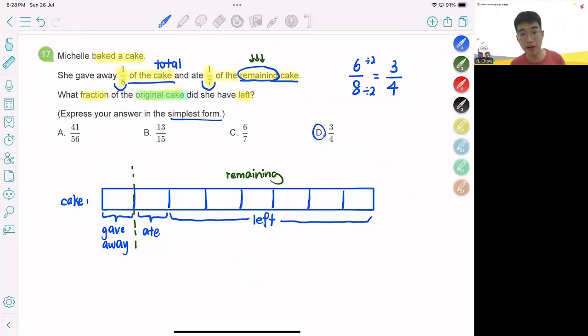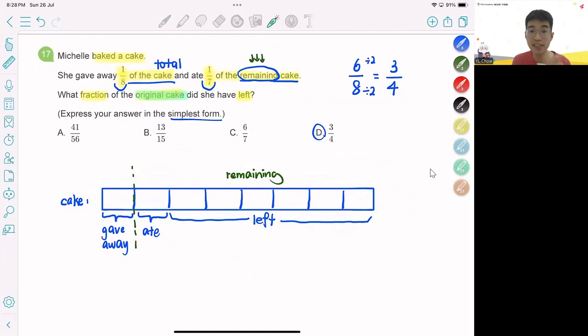So here there are two takeaway points. Number one, are the two fractions referring to the same total or not? If they are not, consider them one by one: first the entire total, and then focus on the remaining. Second, what fraction are they asking about? It's asking the fraction of the original cake, so you compare it with the original total.